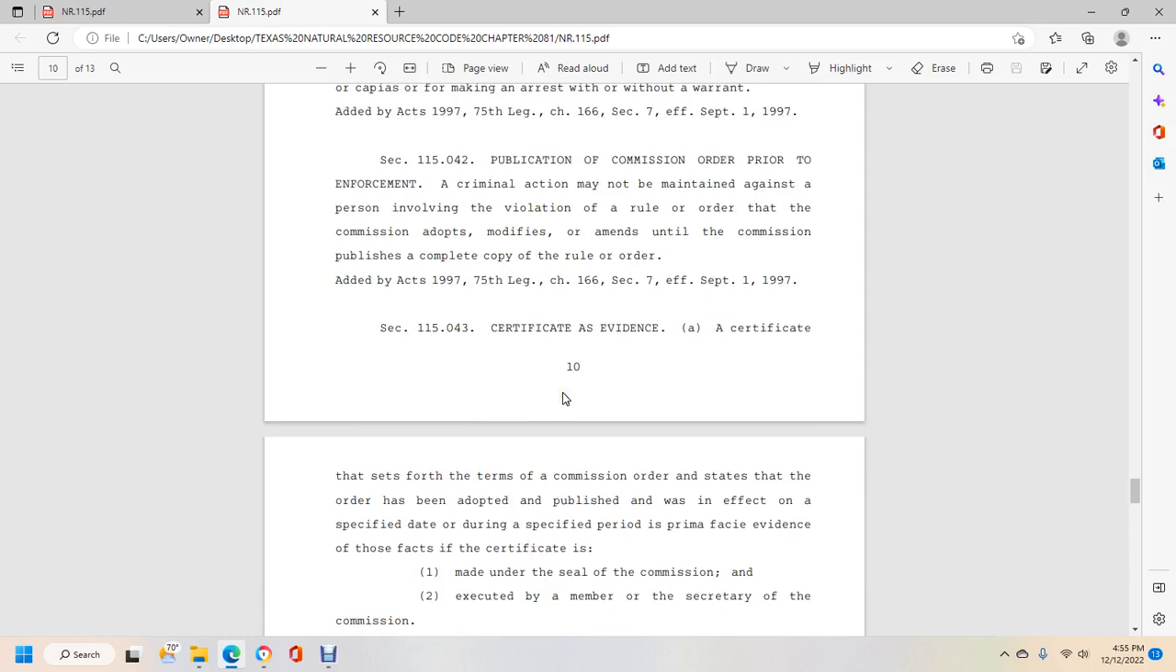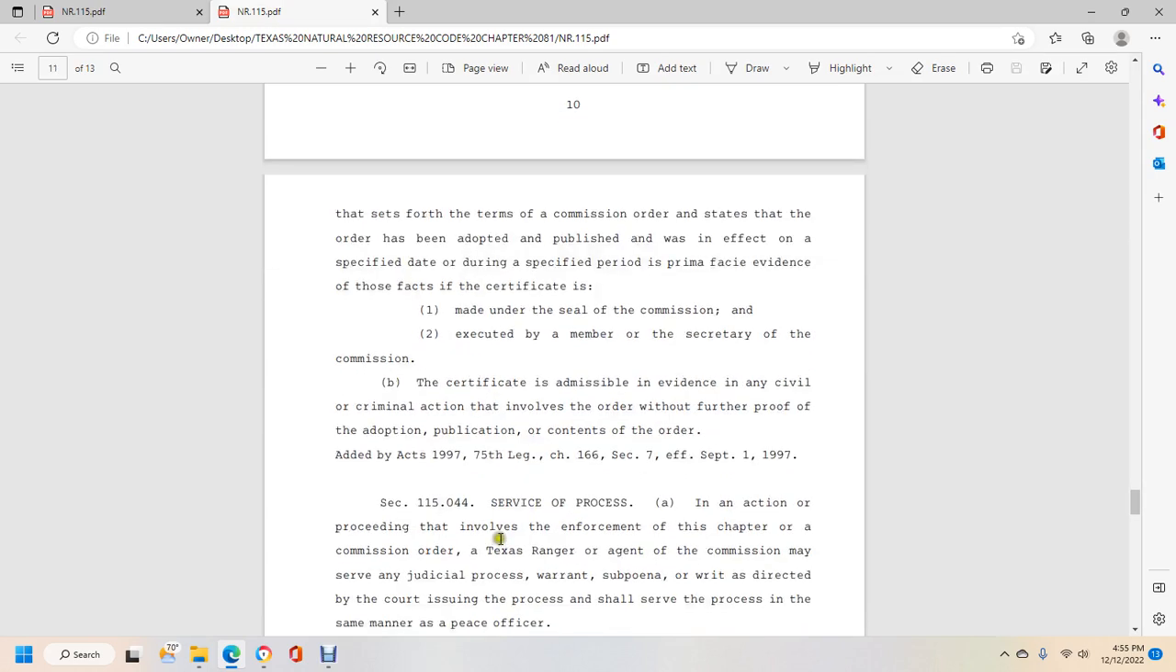115.043, Certificate as Evidence. A certificate that sets forth the terms of the commission's order, and that the order has been adopted, published, and was in effect on a specified date or for a specified period, is prima facie evidence of those facts. The certificate is made under the seal of the commission, executed by a member or the secretary of the commission, and is admissible as evidence in a civil or criminal action involving the order without further proof of the adoption, publication, or content of the order. Added by Acts of 1997.